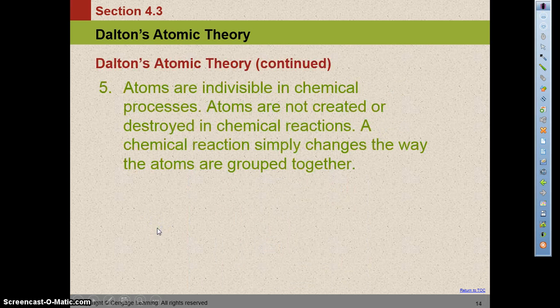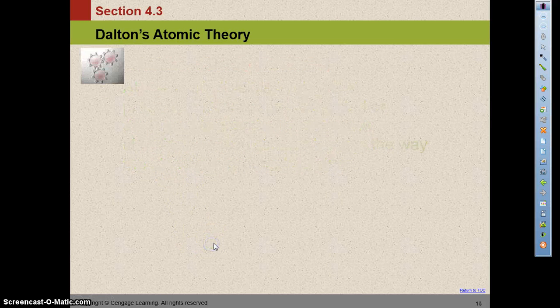And number 5 says that atoms are indivisible in chemical processes. Atoms are not created or destroyed in a chemical reaction. A chemical reaction simply changes the way the atoms are grouped together. And this was thought to be true until we managed to create the hydrogen bomb and actually have nuclear fission occur. And so we did divide an atom, which gave off a whole lot of heat and radiation, and so this portion of his theory does no longer hold true.